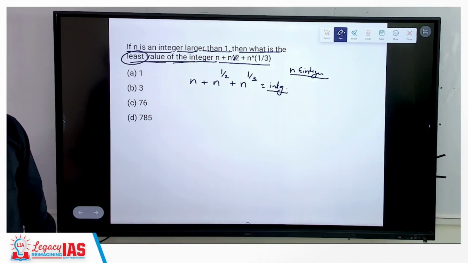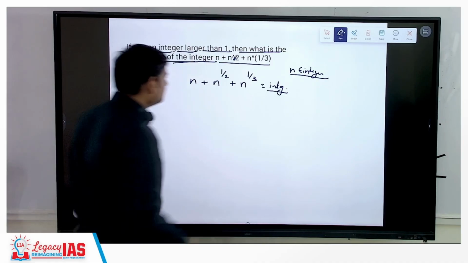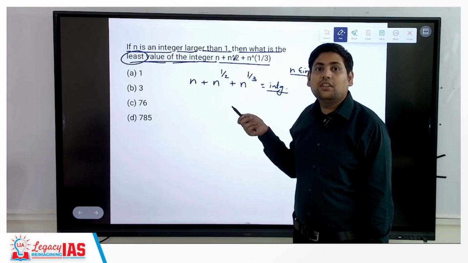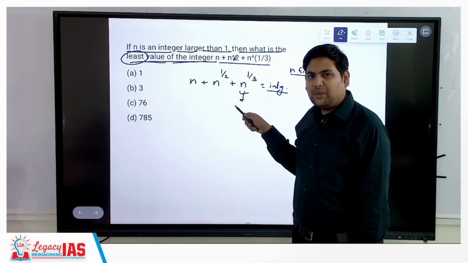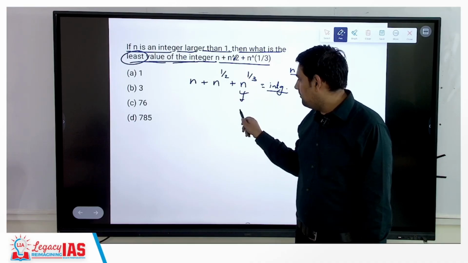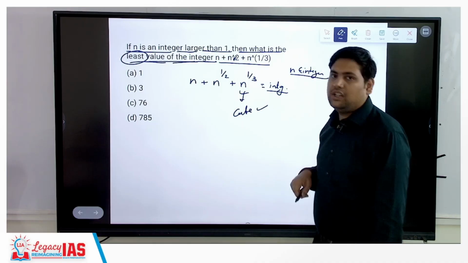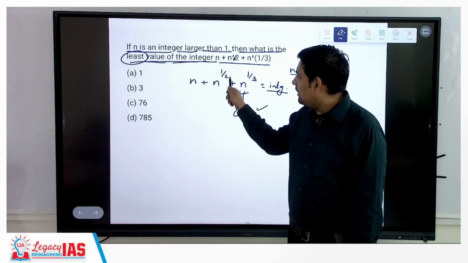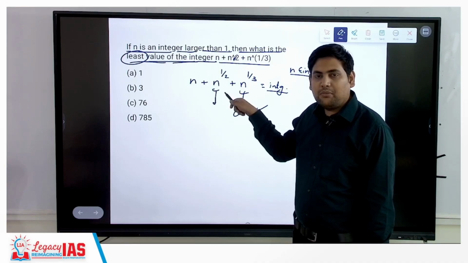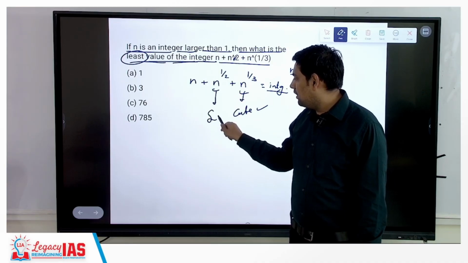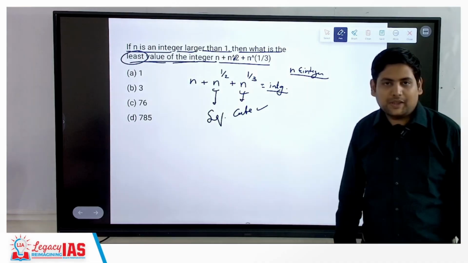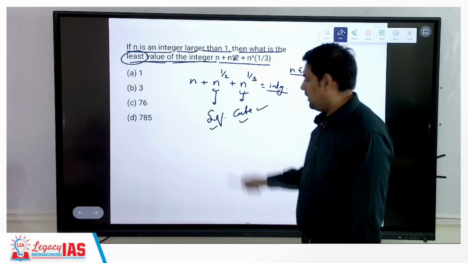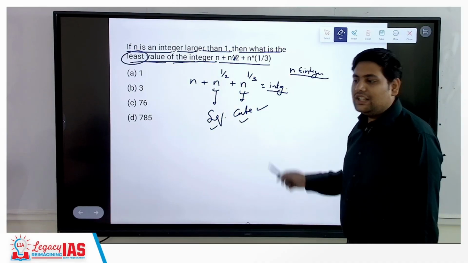Now you can try it yourself. Else see, which number when raised to the power 1 by 3 will give you an integer? A number that is the cube of any number, that only can give you an integer. Similarly, which number can give you n power 1 by 2 as an integer? A number which is a square of any other number. That means n here has to be a number which is a cube of a number and also a square of a number. And we want to find the least such n.